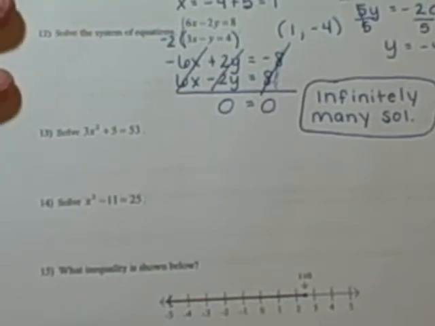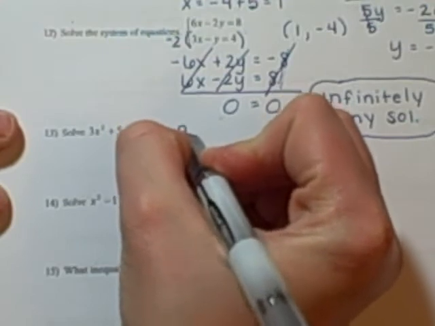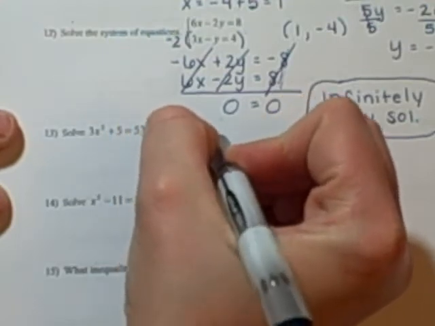Okay, let's take a look at problem number 13. Problem number 13 is asking you to solve. Remember, solving is like unwrapping a present. Right? You're doing everything backwards. So we want to undo everything, and we want to do it in the reverse order that you would normally do a problem in. Okay? So I want you to think about PEMDAS for a minute. Remember, PEMDAS is order of operations.